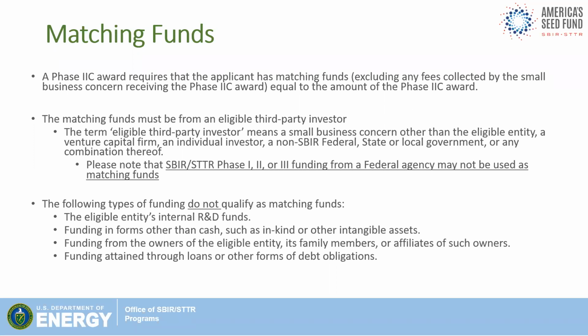In addition, the eligible entity's internal R&D fund, funding in forms other than cash, such as in-kind or intangible assets, funding from the owners of the eligible entity, its family members or affiliates of such owners, funding attained through loans and other forms of debt obligations.